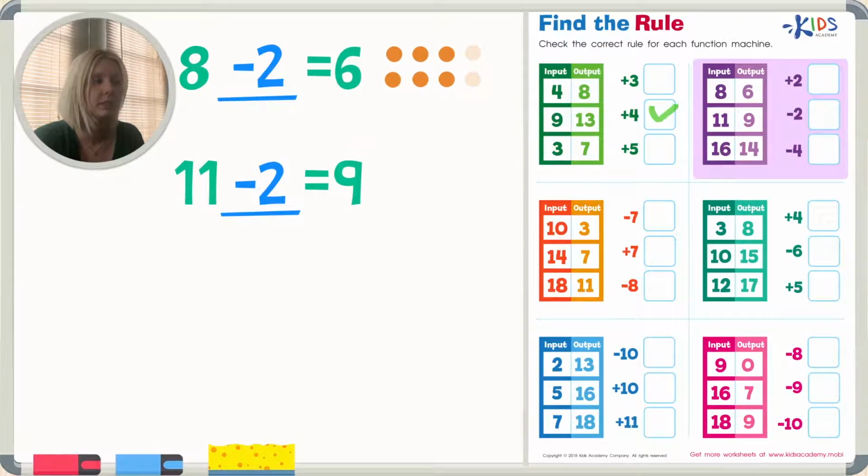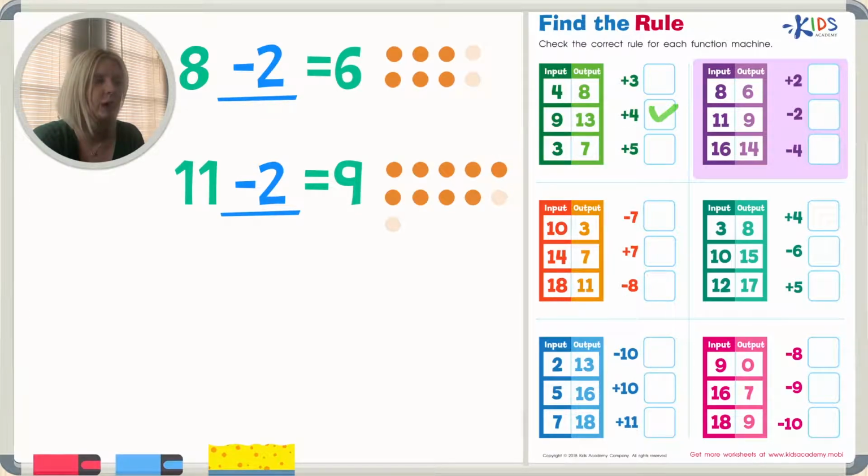Let's see if this makes sense. Let's draw it out. 1, 2, 3, 4, 5, 6, 7, 8, 9, 10, 11. I'm going to take away 2. 1, 2, and I'm left with 4, 5, 6, 7, 8, 9. So that is also correct.